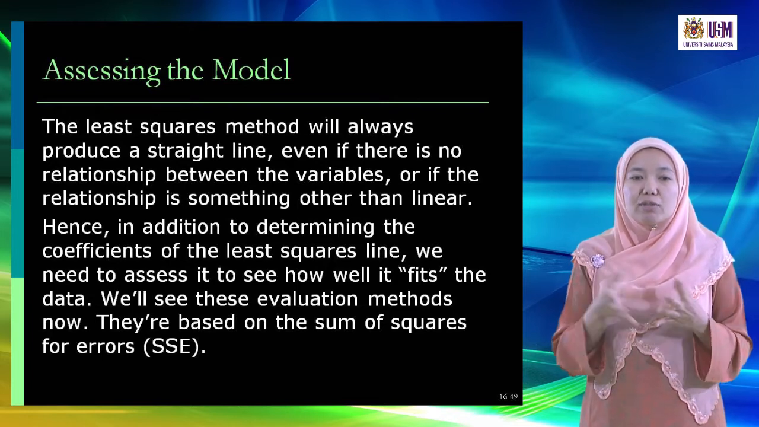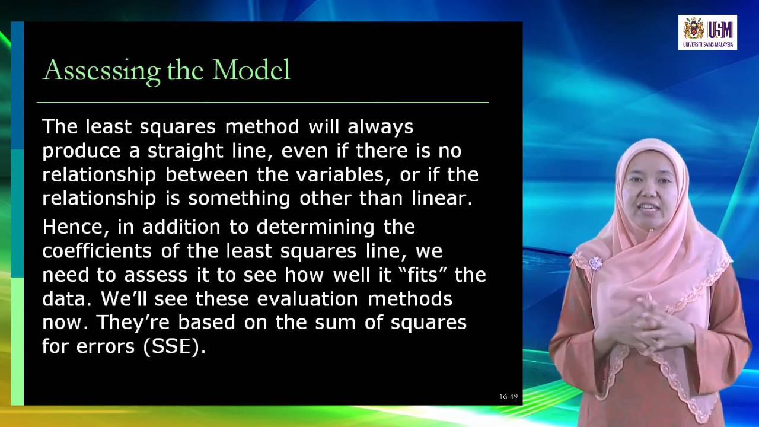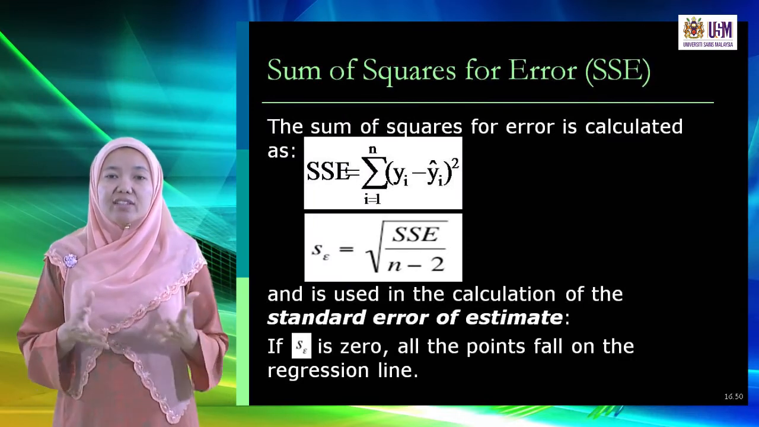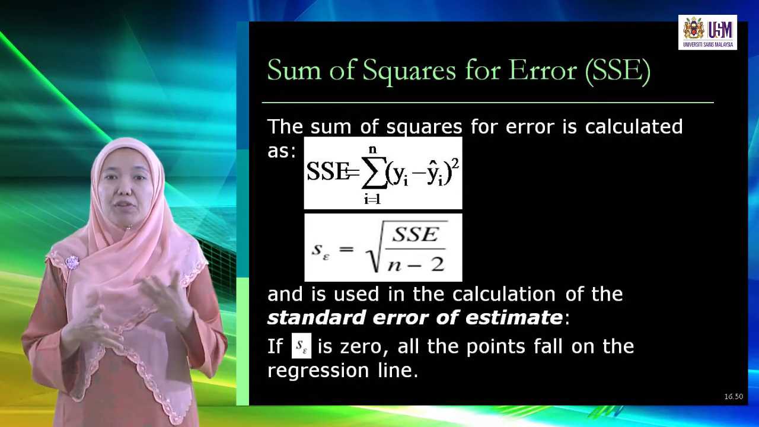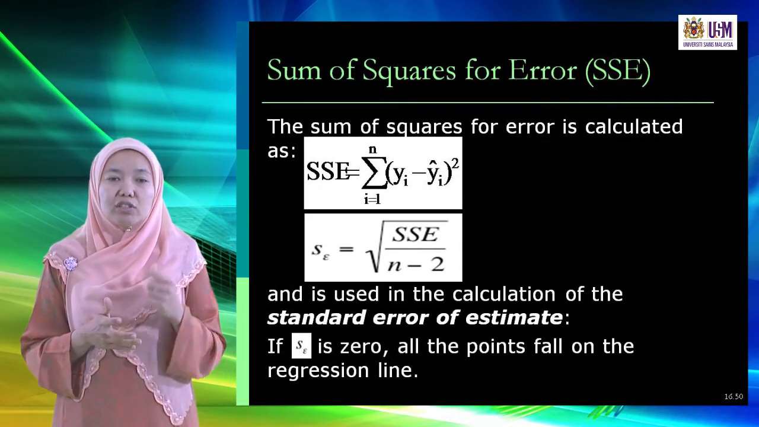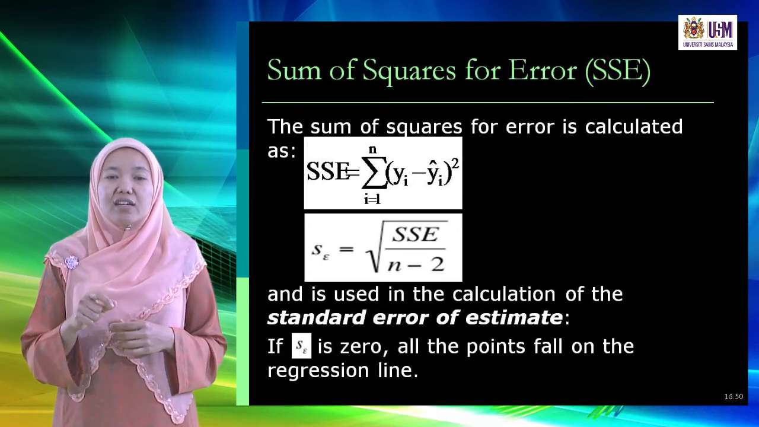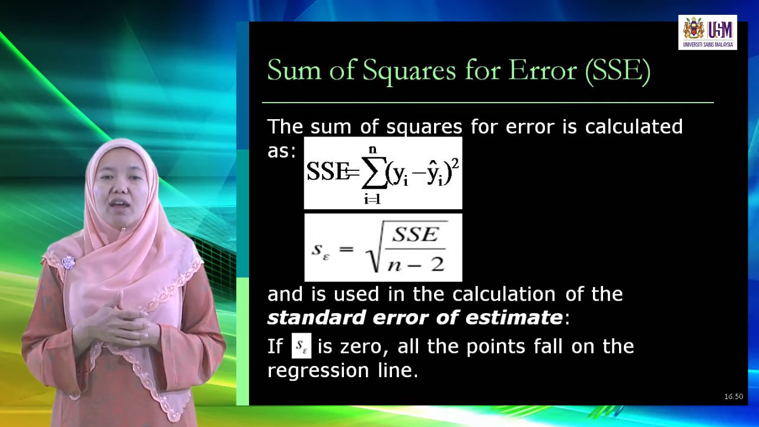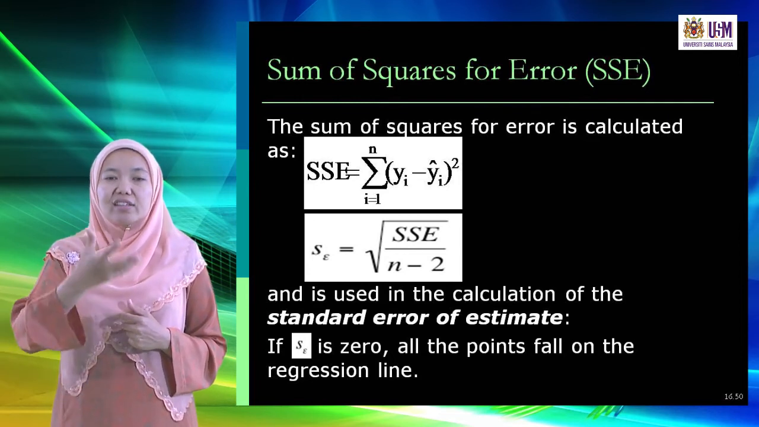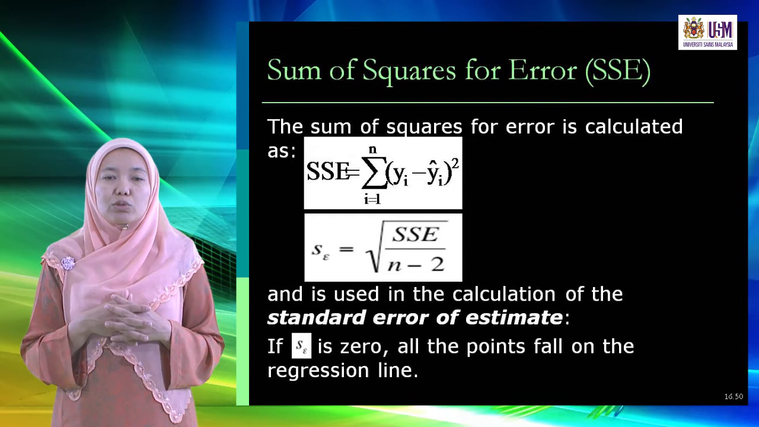We'll see that these evaluation methods are based on the sum of squares for error, in short, the SSE. You'll be using the sum of squares for error a lot when we discuss the next topic, which is ANOVA. For now, the sum of squares for error is calculated as SSE equals the summation of yi minus yi hat, squared. yi is the observations, so if you have 6 cars, you start with the first car, the second one, until the 6th one. And yi hat is the one that you estimated.